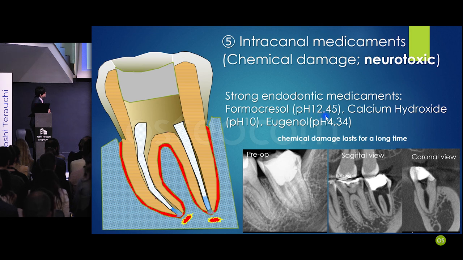Formocresol, pH is 12. Calcium hydroxide, 10. Eugenol, actually very low, 4.3. So if you place these intracanal medicaments, you could cause PDLs to be damaged.